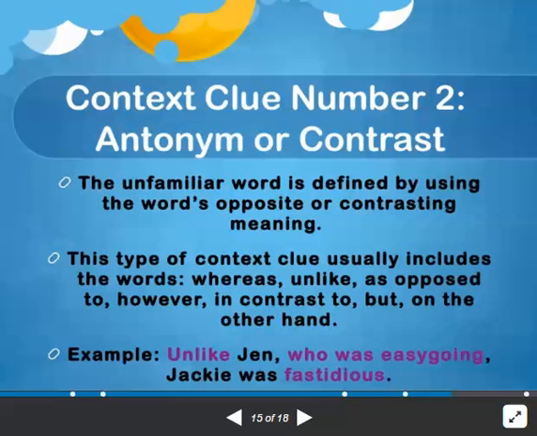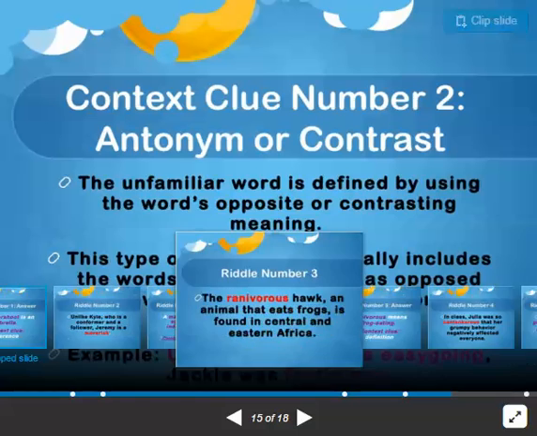We know that apples are the same as red fruits that grow on trees. Context clue number 2 would be an antonym, or a word that shows the opposite meaning. This type of context clue usually includes the words "whereas," "unlike," "as opposed to," "however," or "on the other hand." The example here: unlike Jen, who was easygoing, Jackie was fastidious.